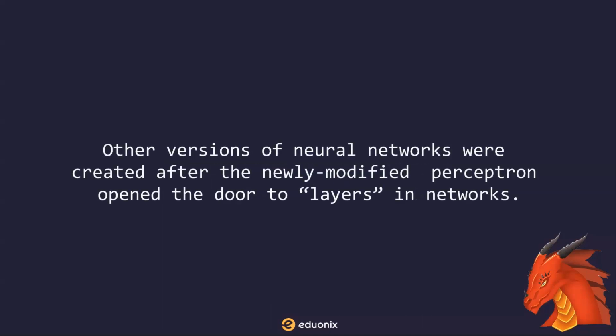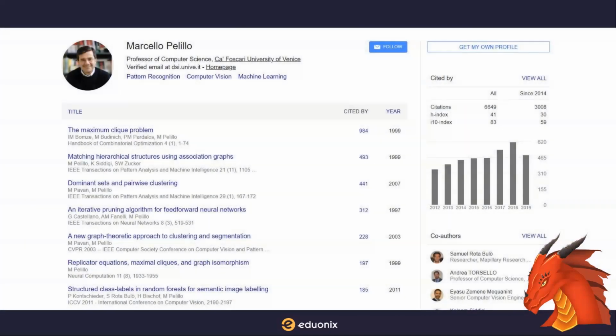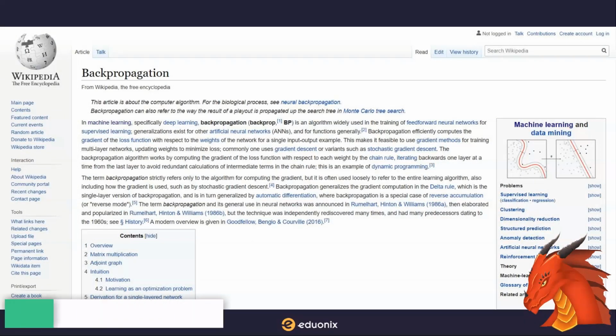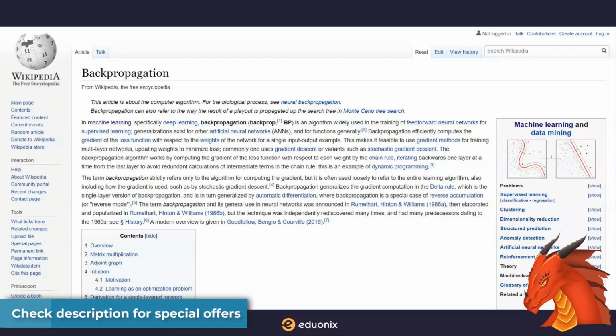Other versions of neural networks were created after the newly modified perceptron opened the doors to layers in networks. Since then, the variety of ML neural network types has continued and continues to expand. The use of multiple layers led to the feed-forward ML neural networks and then to backpropagation.